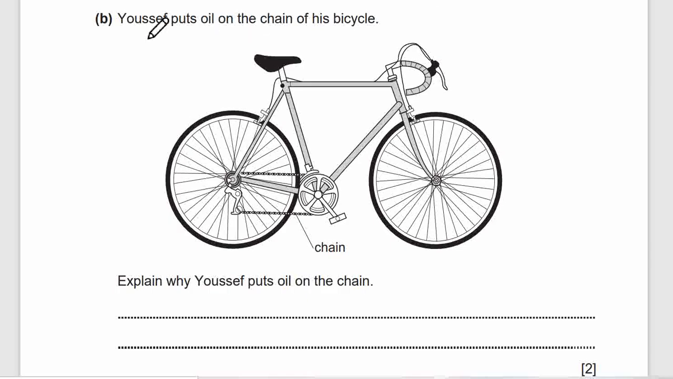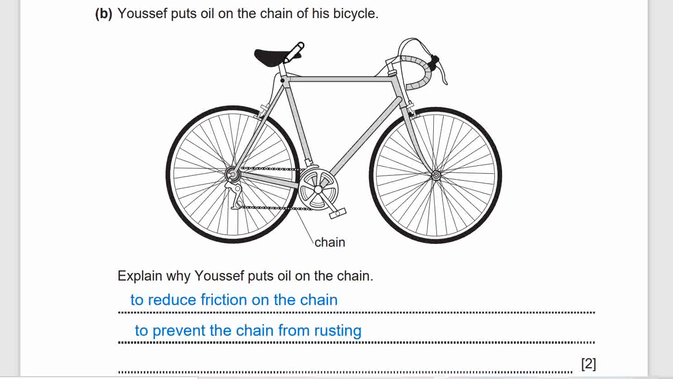Question B. Joseph puts oil on the chain of his bicycle. Explain why Yusuf puts oil on the chain. There are 2 marks for this. Well, the reason that Yusuf put oil on the chain is to reduce friction on the chain as he pedals the bicycle on, and to prevent the chain from rusting.